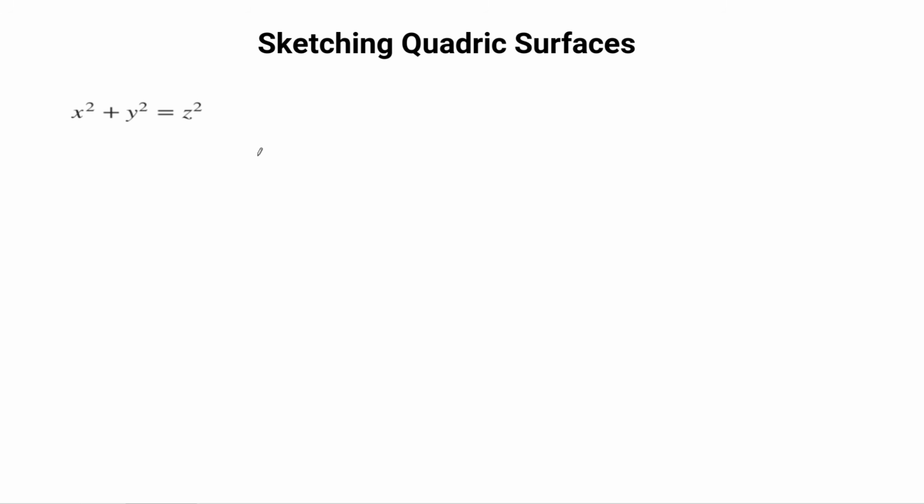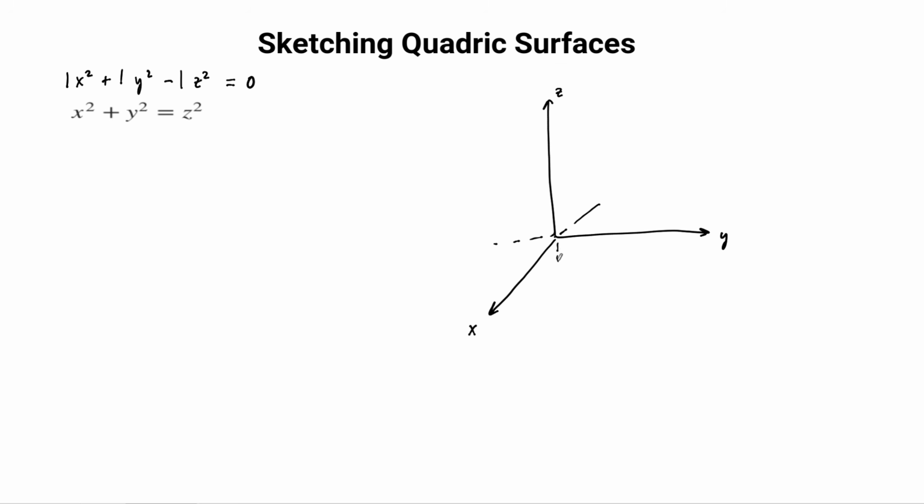Here's our first equation: x squared plus y squared equals z squared. We want to try to sketch this surface. This is a quadric surface. In terms of the way we just wrote this down, this would be 1x squared plus 1y squared minus 1z squared plus 0 equals 0. So there's our standard form, you might say. Here are our coordinate axes, and we want to try to sketch this surface.